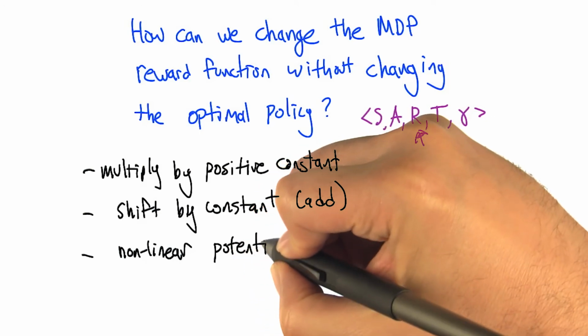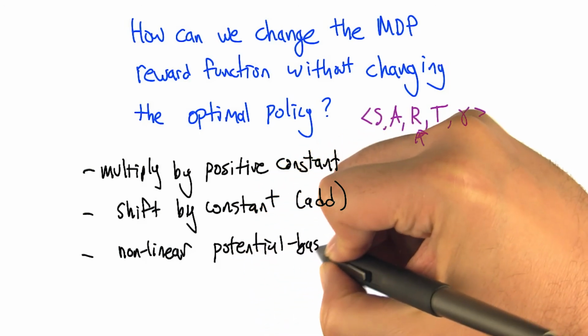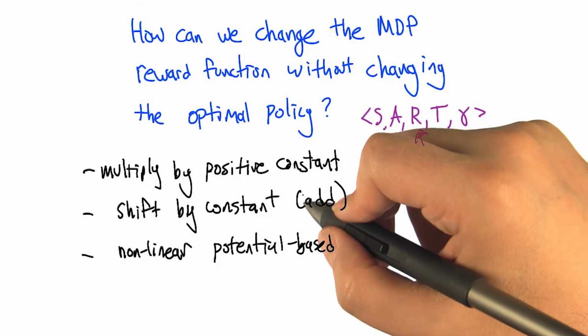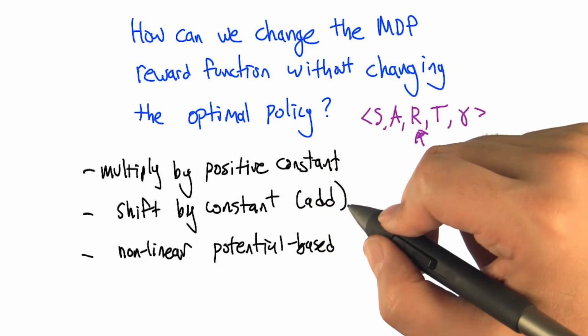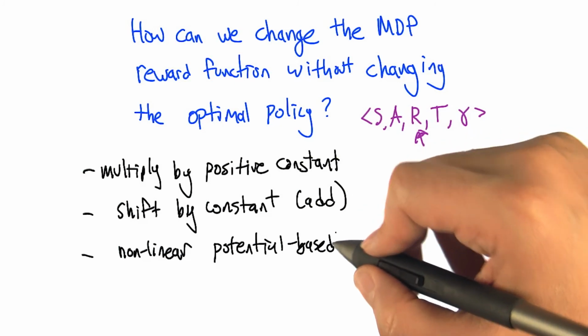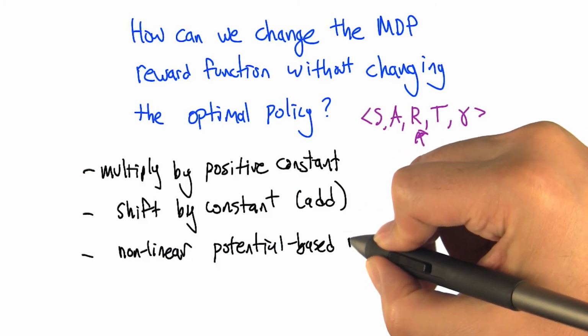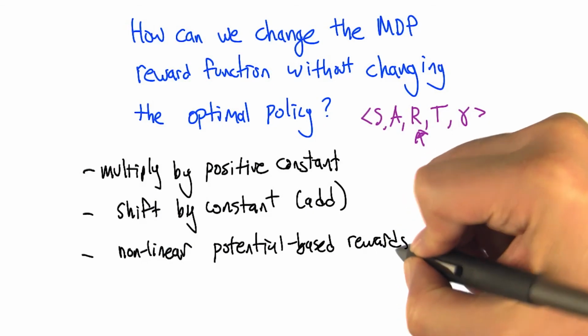Ultimately, we're going to call it potential-based modifications or potential-based rewards, and I'll define that in a bit. But first, I want to go through the simpler cases, as you pointed out, and develop a kind of methodology for proving that we're not going to change the optimal policy.